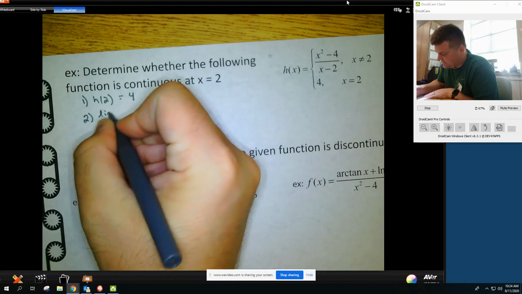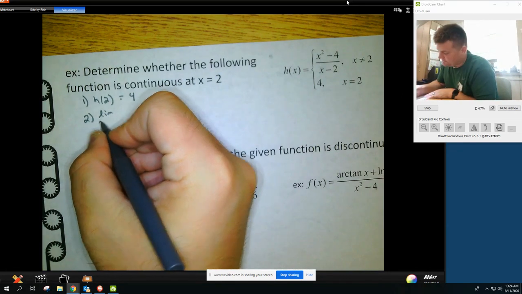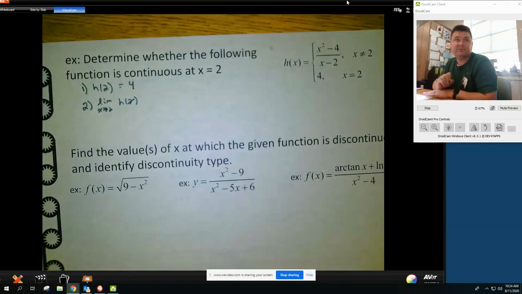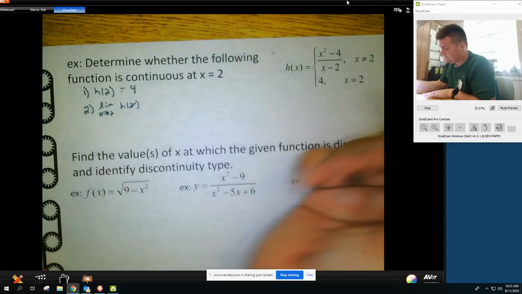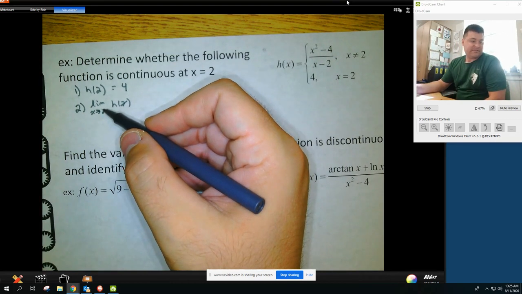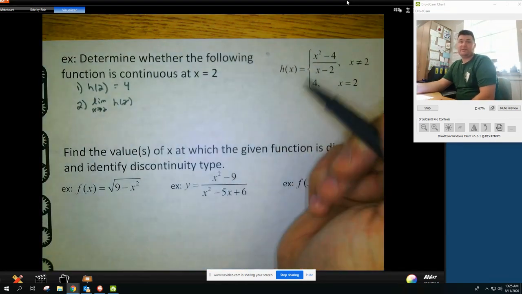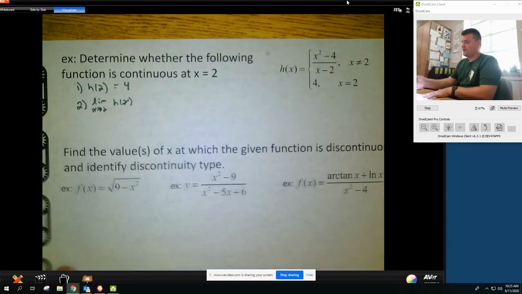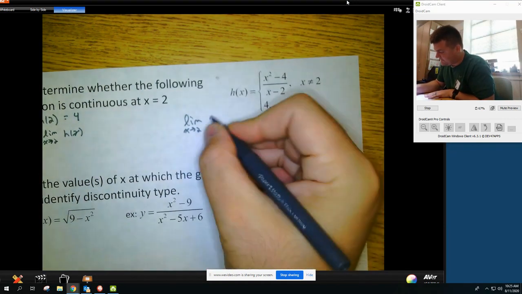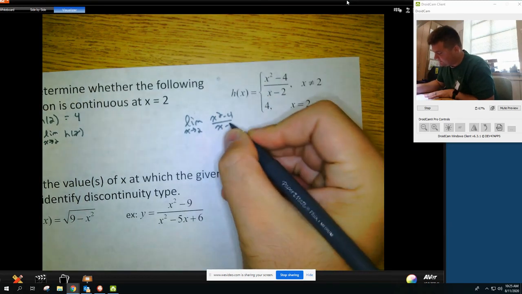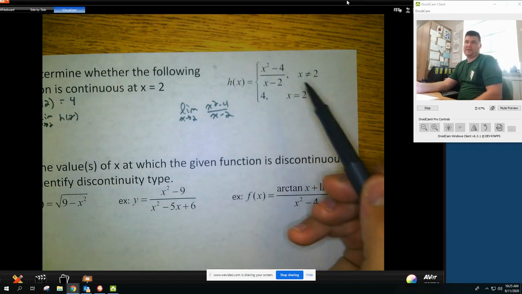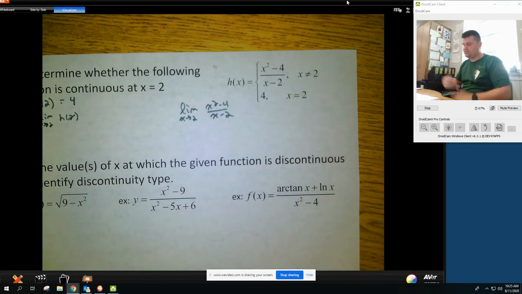Step 2 is I have to prove that the limit exists. So I have to show that the limit as x approaches 2 of h of x exists. So in order to do that, I have to do the limit from the right and the left. I'm going to save you a little bit of time, though. You don't necessarily look at the left or right. Just find the limit in general of this. So let's find the limit as x approaches 2 of x squared minus 4 over x minus 2, because you're going to get the same thing if you do it from the right and left. For these piecewise functions that are this function everywhere except for one point, you can just do the limit at that point.